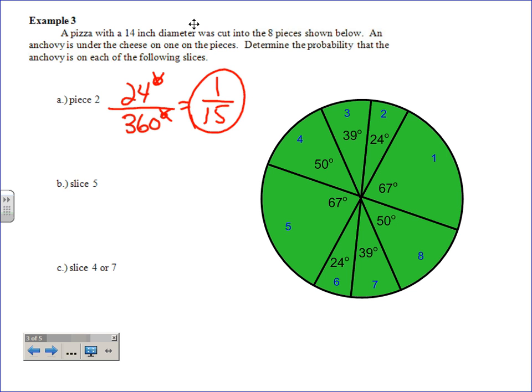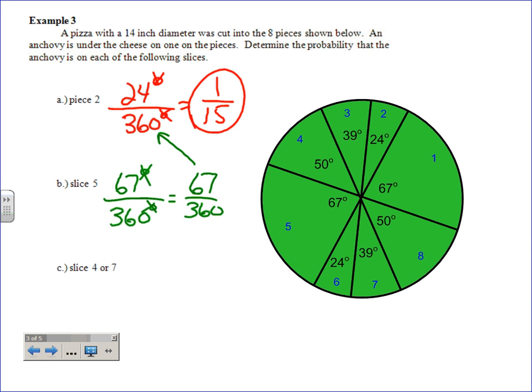So how about slice 5? That's much more likely. Is there anything you can do to that 67 over 360? Does that really go anywhere? No. But you may notice that on all of these, I've even been writing the ones I knew. I knew that one right there was going to simplify, but I wrote it because now I can compare it to the other ones that maybe don't simplify. So I would say this one is almost 3 times more likely for you to get that anchovy.